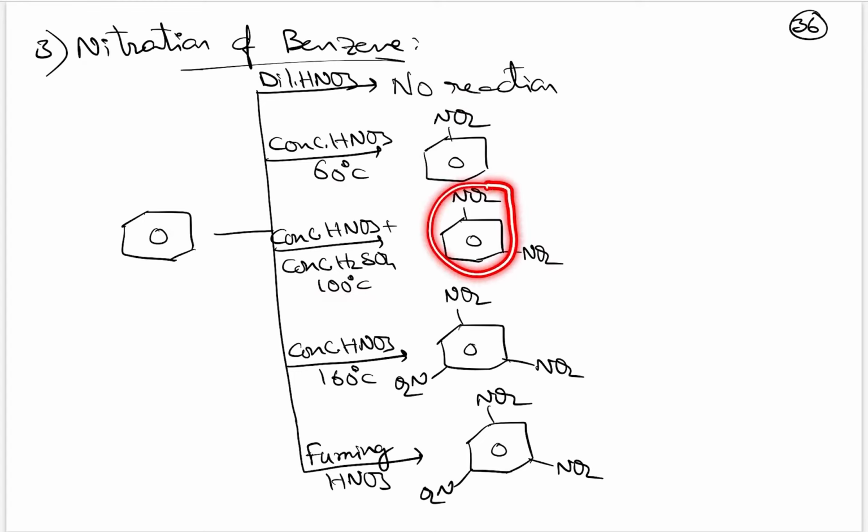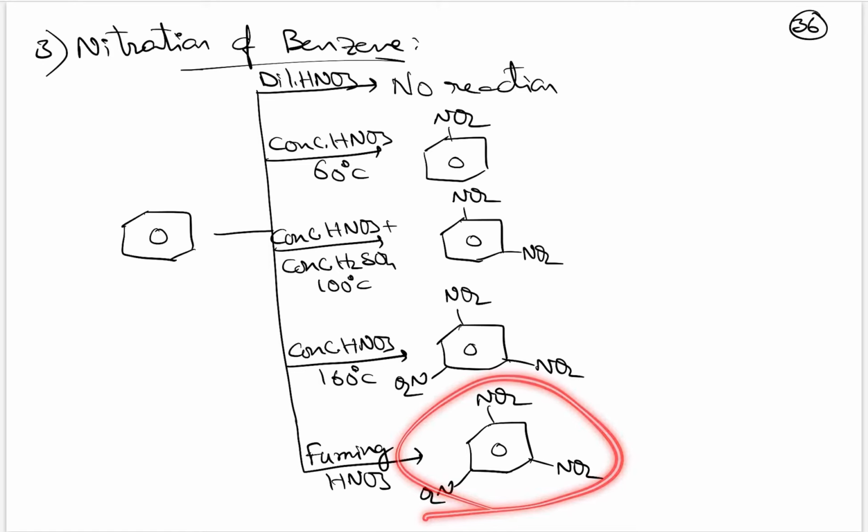But the first mononitration will result in nitrobenzene, which is meta directing, so if a second nitration happens, the nitro group will come at the meta position, and if you still increase the temperature, at the other meta position also the reaction will happen and it gives 1,3,5-trinitrobenzene. And even with fuming nitric acid also you will get the same 1,3,5-trinitrobenzene.